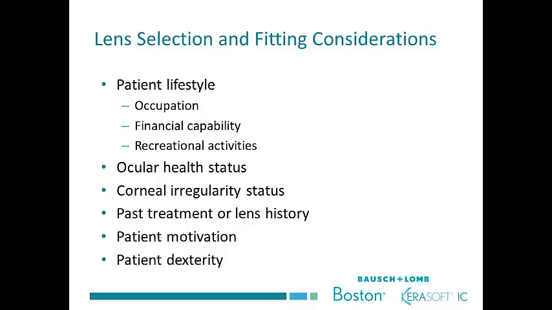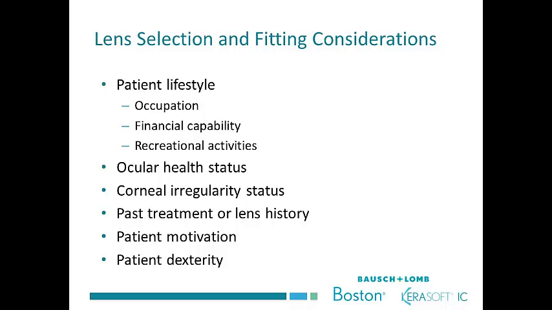Just because the patient has an irregular cornea doesn't mean that they're free of other corneal or ocular health conditions. They may have dry eye as well, or they may actually have glaucoma or other things that you need to treat. You want to pay attention to their corneal irregularity status, meaning does this condition progress, does it not progress? That may change your philosophy on how you fit.